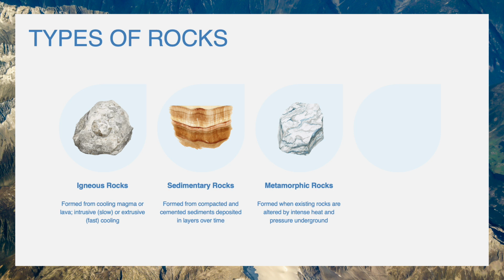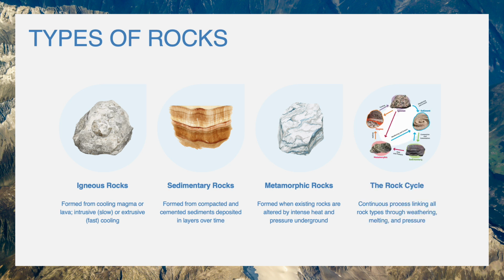So igneous rocks form from cooling molten rock. Sedimentary rocks form from layers of sediment, and metamorphic rocks form when existing rocks are changed by heat and pressure. And this is of course called the rock cycle.